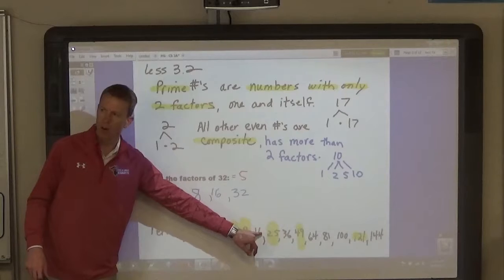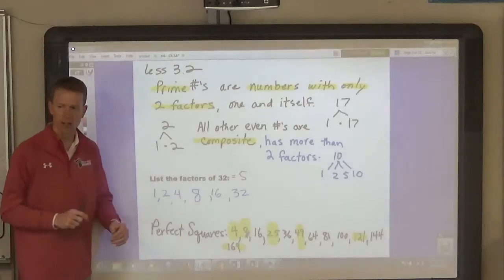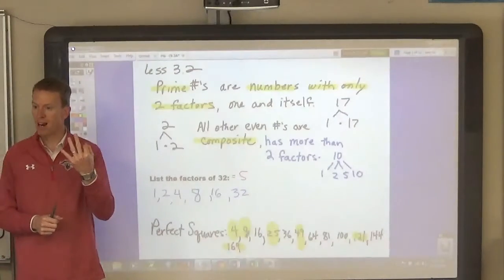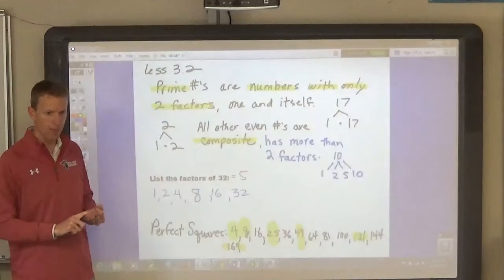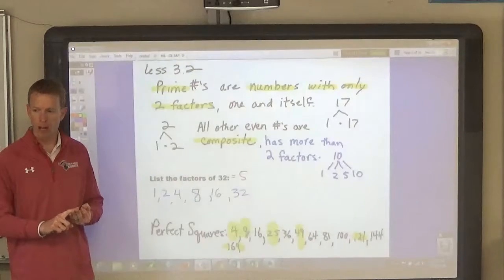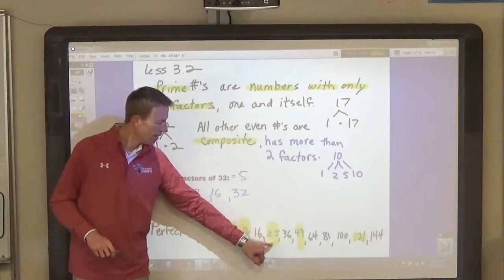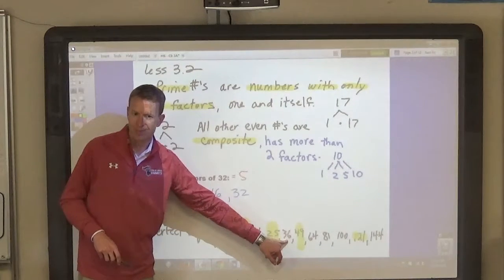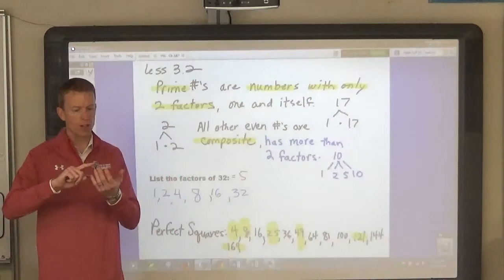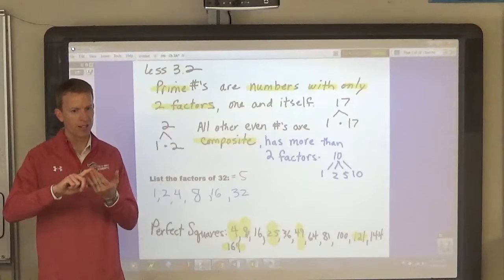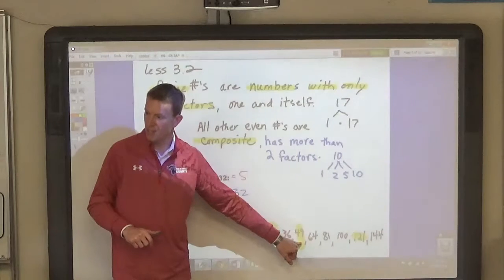No, because how can you make 4? You can do 1 times 4 or 2 times 2, so that has 3 factors: 1, 2, and 4. So that's not a prime number. Is 5 a prime number? Yes. And 5 times 5 is 25. Is 6 a prime number? No, because you can make 6 with 1 and 6 or 2 and 3. Right? Is 7 a prime number? Yes. And 7 times 7 is 49.